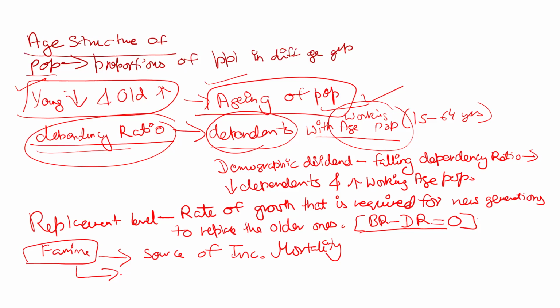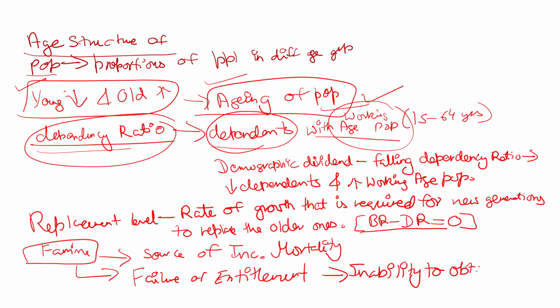Now let's focus on, or rather, I'll just explain it to you here only. Failure of entitlement is not so typical a concept. Entitlement means inability to obtain or buy the food.